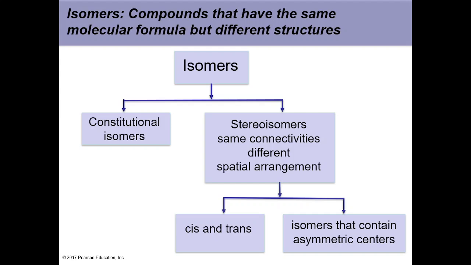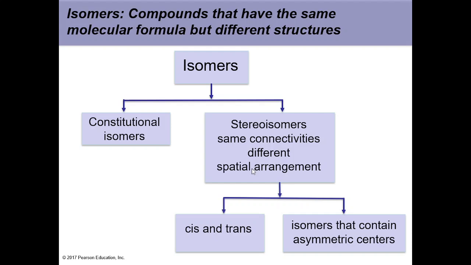Now, the other type of isomer, which is probably an even bigger group, is stereoisomers. These molecules have the exact same formula and the same connectivity. They simply have atoms pointing in a different orientation in space.